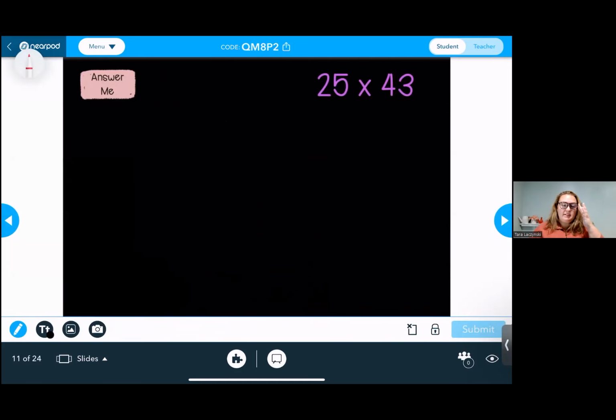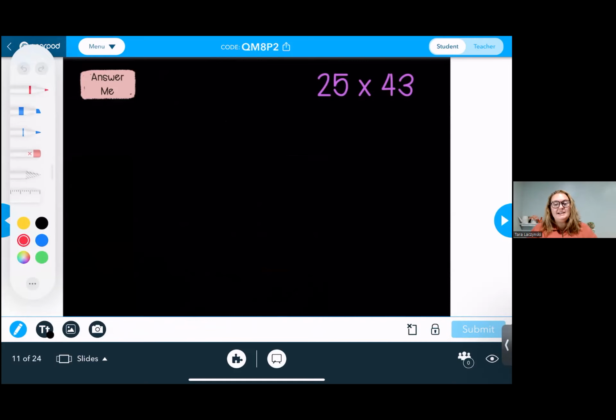So if we have 25 times 43, I'm going to first stack them. Remember, with multiplying, just like addition, these are called inverse. We can flip them either way, and we're still going to get the same answer. 25 times 43 is the same as 43 times 25. So if it makes sense to you to put the bigger number on top, I know that some of you prefer that. That is absolutely fine, okay?